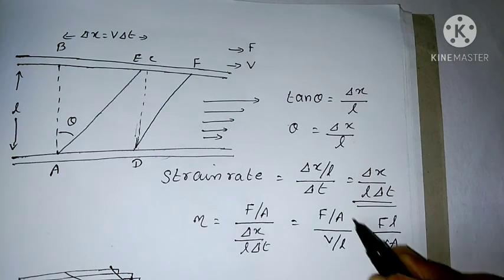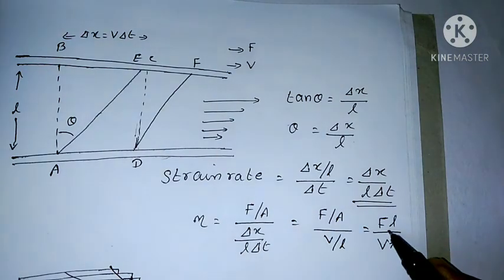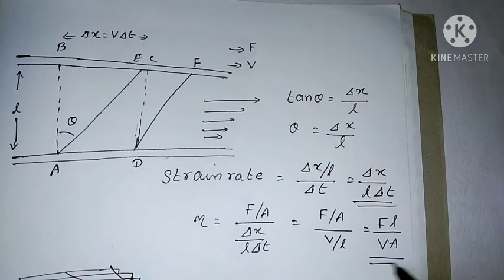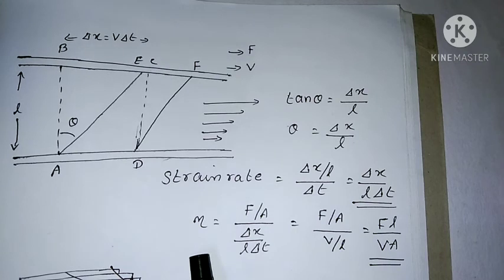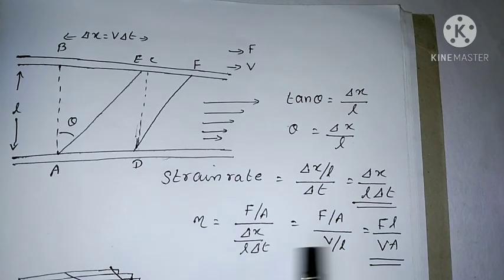Here L comes to the numerator, so we write FL by VA. The coefficient of viscosity, represented by eta, is defined as the ratio of shearing stress to the strain rate.